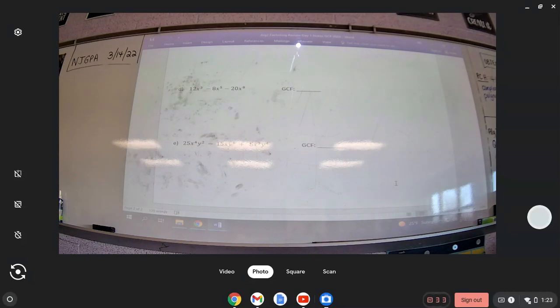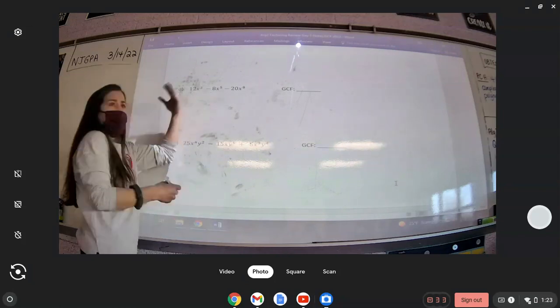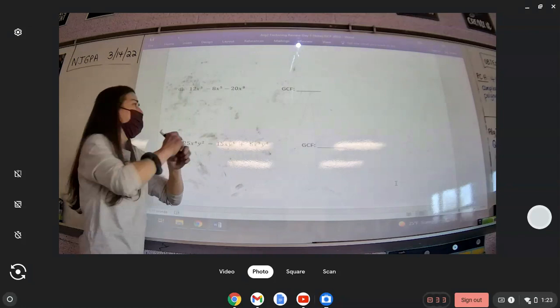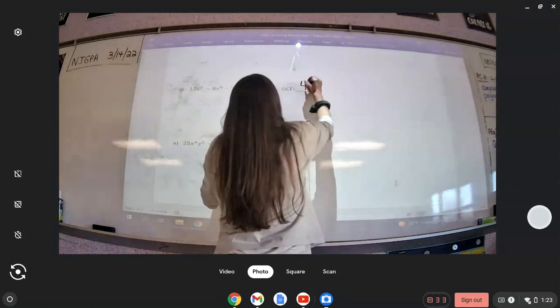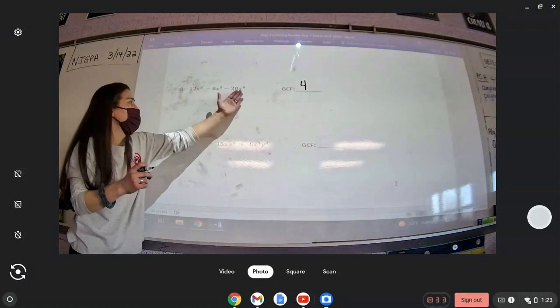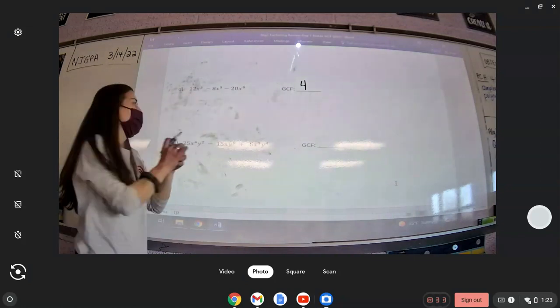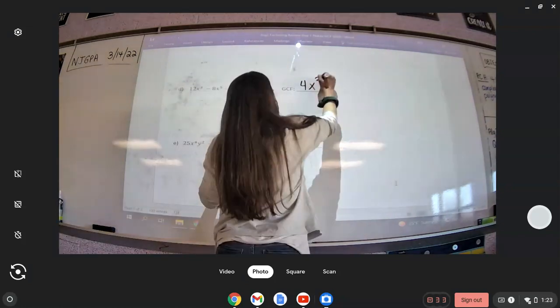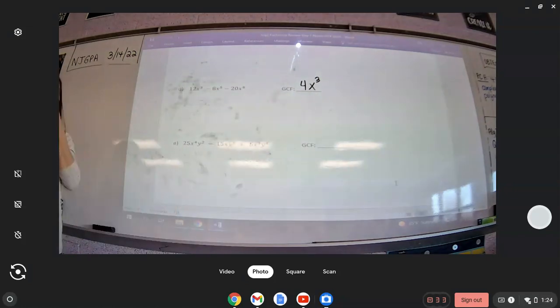All right, the next problem. What is the greatest common factor of 12, 8, and 20? 4. It is 4. It could have been 8, but then 8 doesn't divide into the others, so we work our way down. Now, when we look at the variables, what is the greatest number of x's they have in common? 3. They all have x's. The littlest one is the most they could all have.